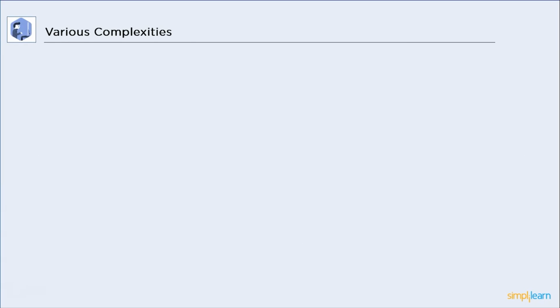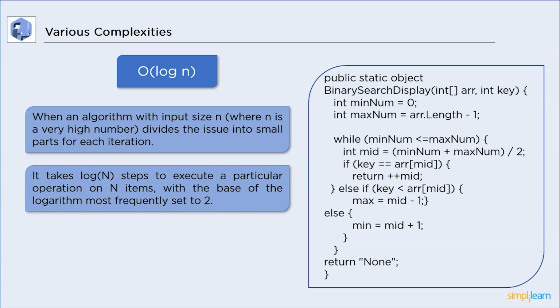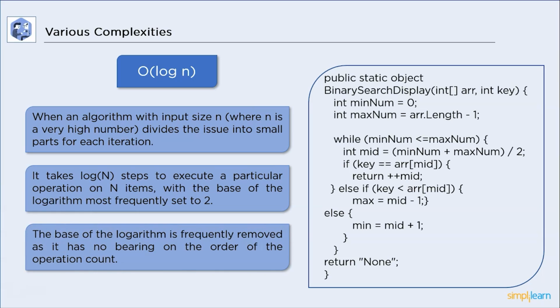Next up, log n complexity. A method with complexity of big O of log n for input size n, where n is really big, divides the issue into little bits for each iteration. It takes log n steps to execute a particular operation on n items, where the base of the logarithm is usually 2. Because the base of the logarithm is not critical to the order of the operation count, it is frequently ignored. To explain this further, typically a binary search function has a big O of log n complexity.